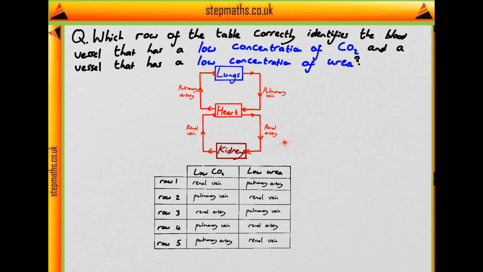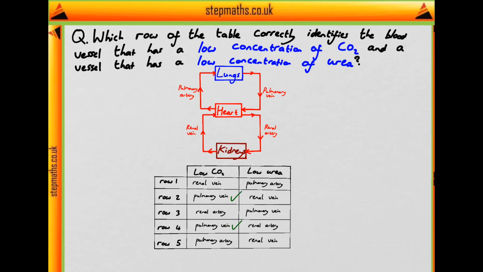So, which of these vessels has a low CO2 concentration? Well, that'll be the pulmonary vein. That is the blood vessel carrying oxygenated blood from the lungs to the heart, and this blood has had the carbon dioxide previously removed from it in the lungs. So we're now looking at rows 2 and 4.